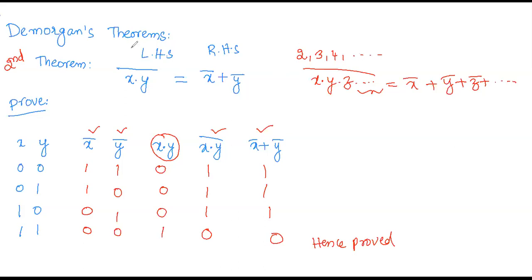Now the second theorem. The second theorem indicates x plus y whole bar is equal to x bar dot y bar. The complement of the sum of the variables is equal to the product of the complements of each variable. Now we will prove this one.